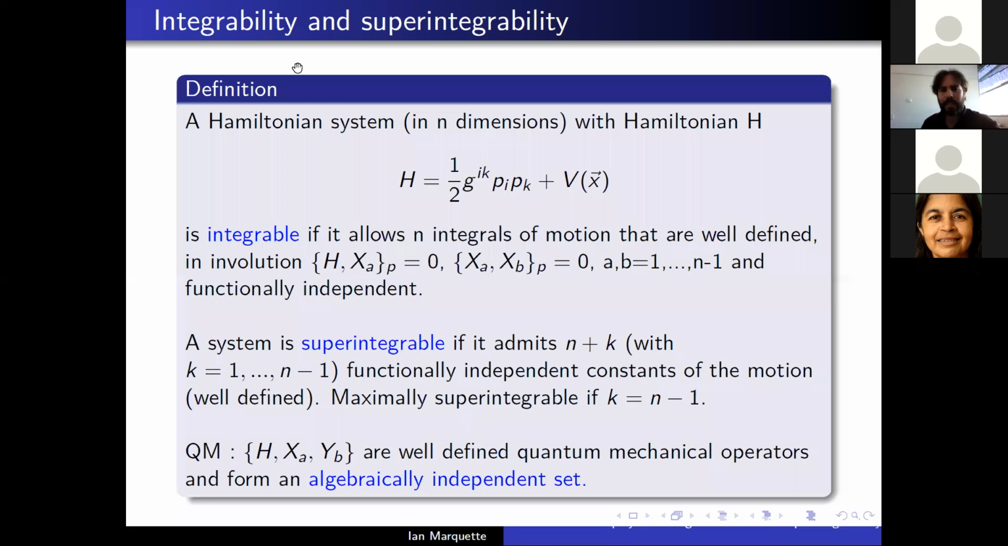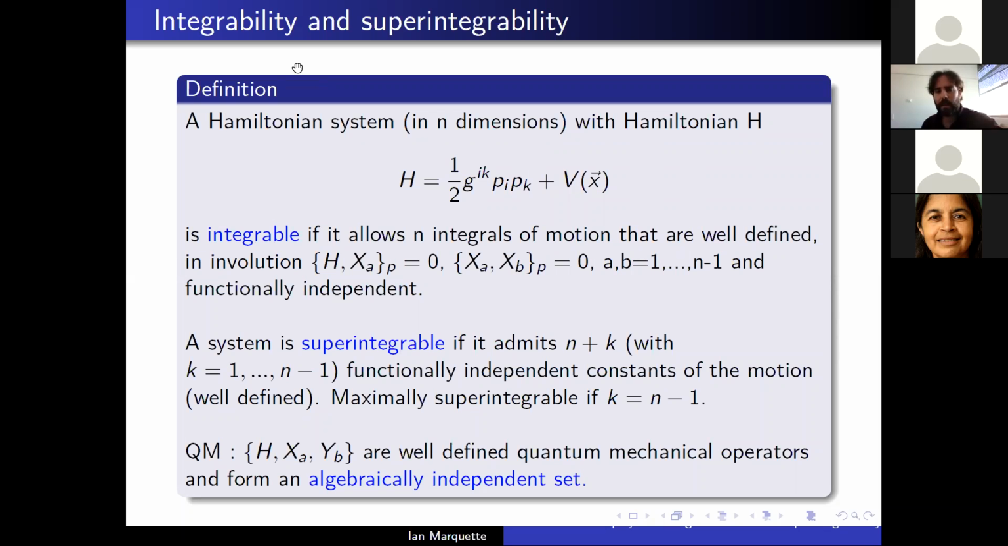This is in classical mechanics. There is this notion of functional independence. This is not the case in quantum mechanics, but there is still some analog. And for superintegrability, you need to have an extra set of integrals of motion that are also functionally independent and well defined, but they don't necessarily commute among each other or with this set of commuting integrals of motion. And this would be referred to as maximally superintegrable if k takes the value n-1. So this is the maximal set of integrals of motion.